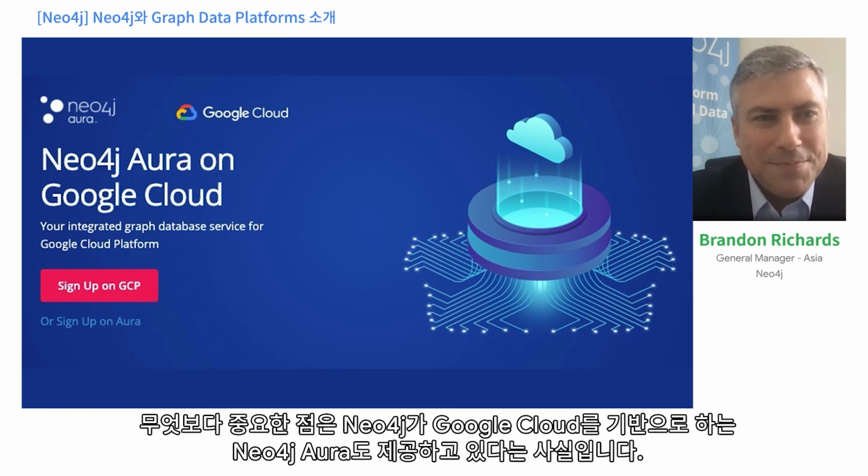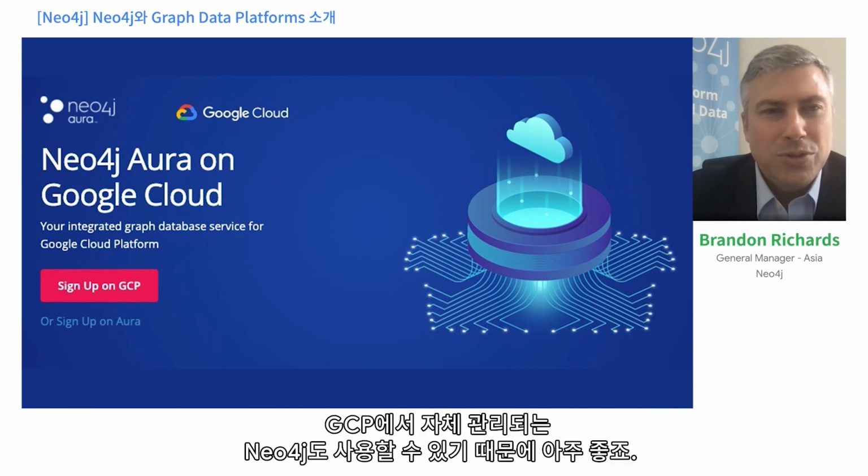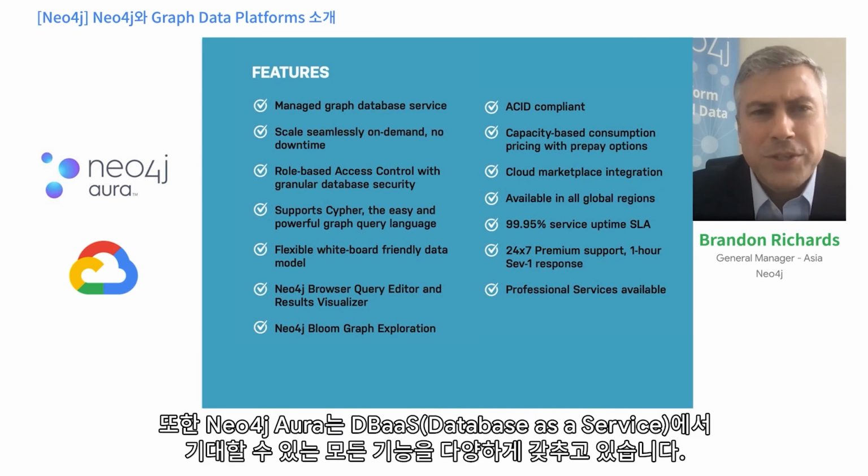Most importantly, for this group, it's important to know that we have Neo4j Aura, which is on Google Cloud. So Neo4j Aura Enterprise is our offering, our cloud-based offering. You can also use Neo4j self-managed on GCP, which is fine. But Neo4j Aura has lots of different features. Everything you would probably expect from a cloud database as a service.